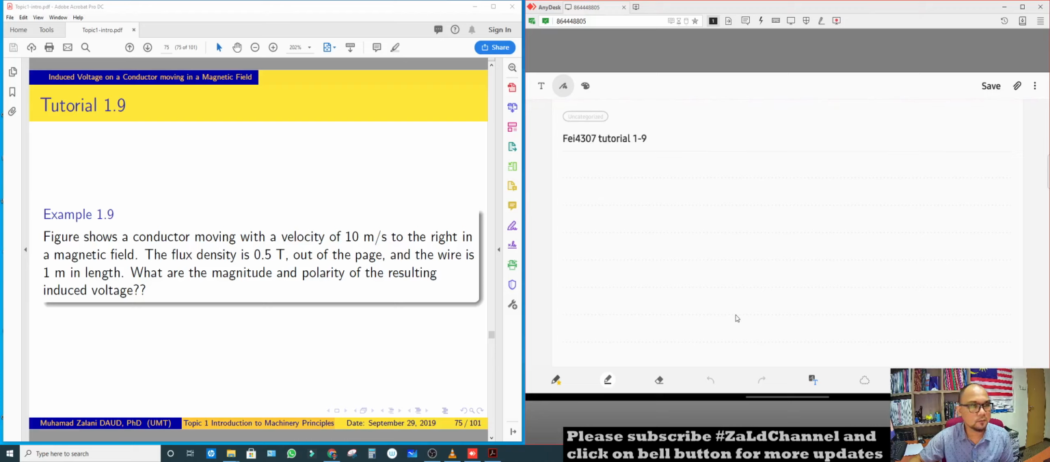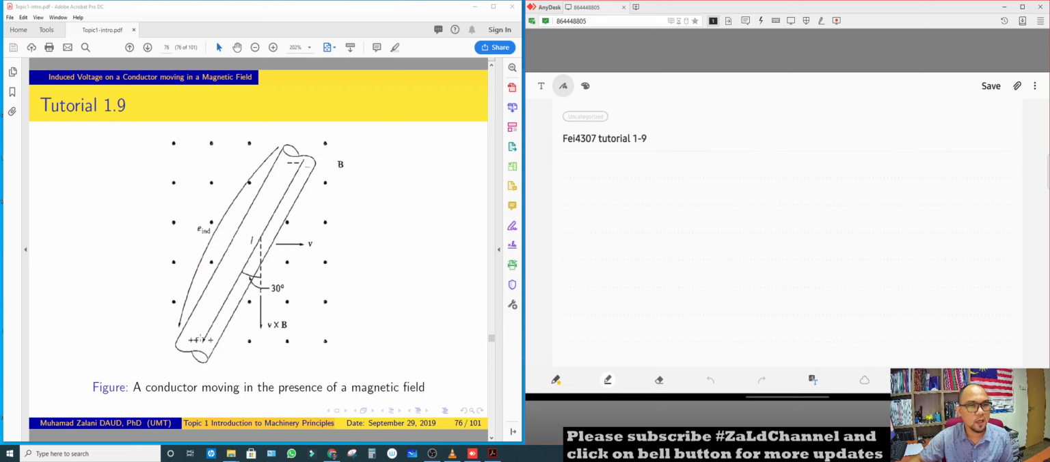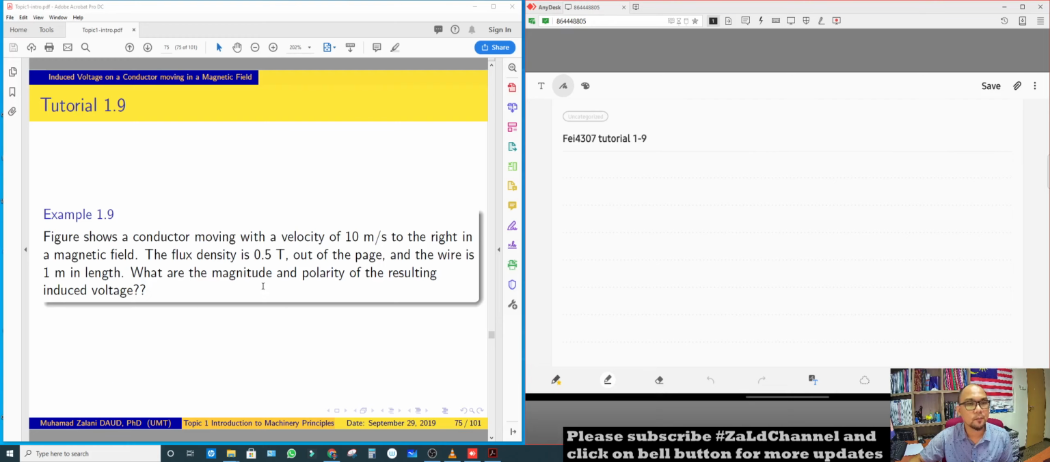So now let's move on to question 1.9. A little bit different to the question 1.8 that we've done before, because in this case we have a slope for the wire at 90 degree from the vertical. So let me read the question.